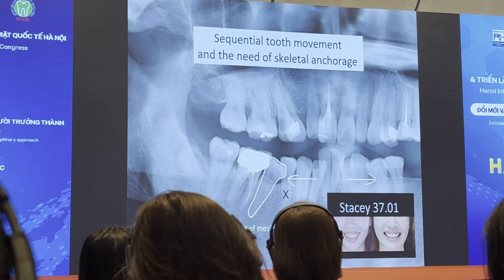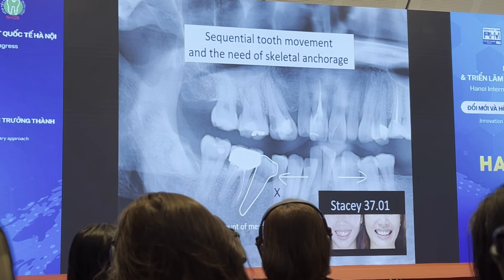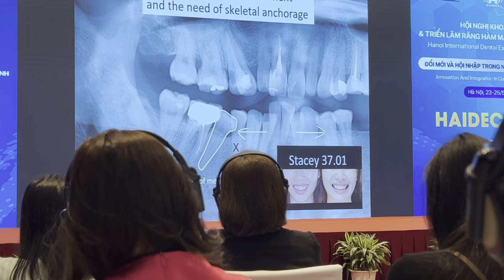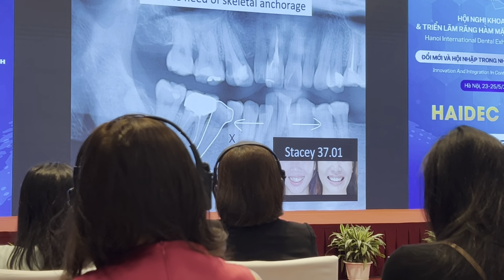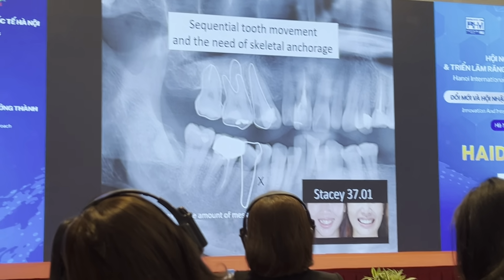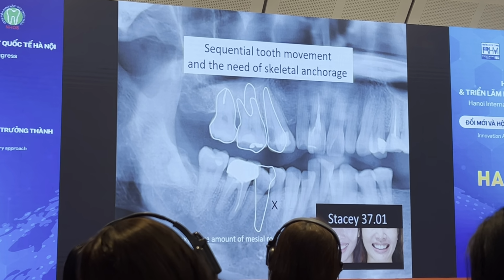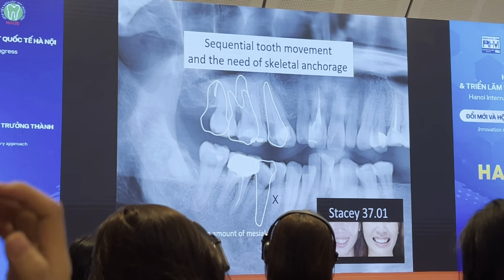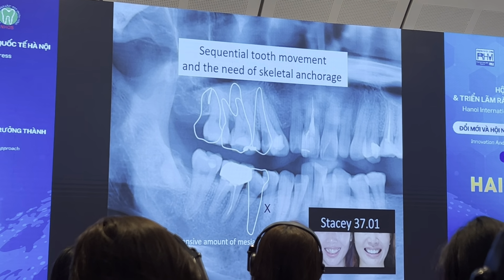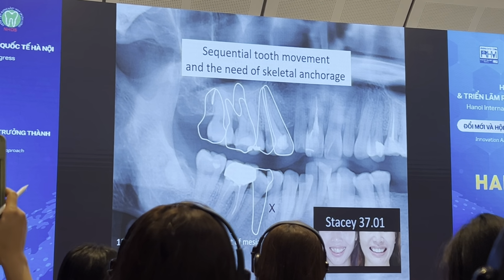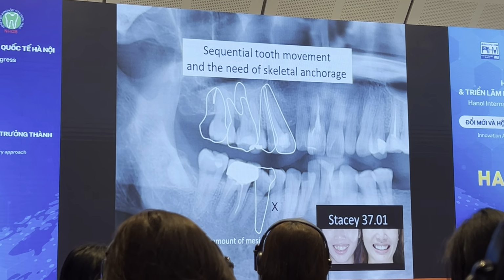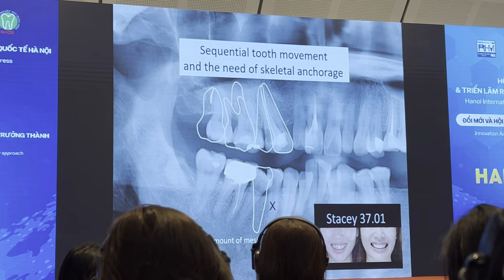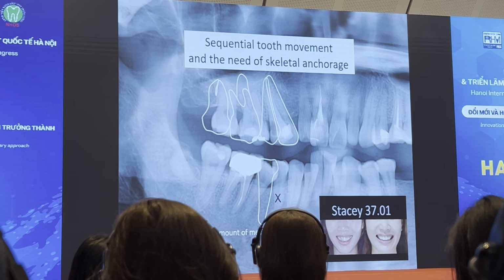For Stacy, I uprighted the root of 45 and retracted lower second incisors, the canines and premolars at the same time using the screw anchorage. Next, I had these lines 16 and 17 to create space for the alignment of 15. Only after this, I could move the root of 13 mesially to open space for the root to move palatally. This was to prevent the roots of 15 and 13 from hitting each other during alignment.